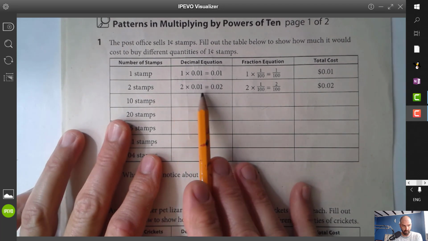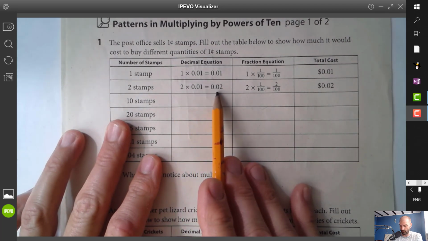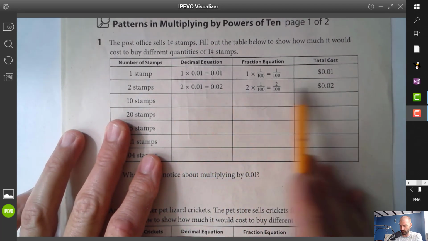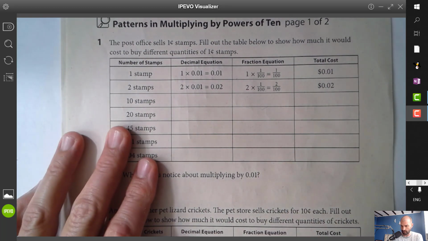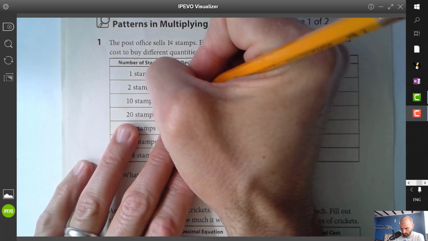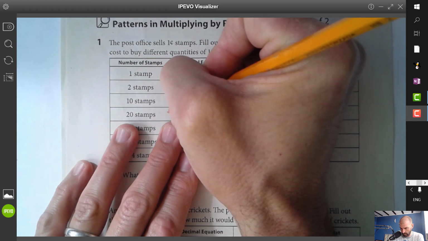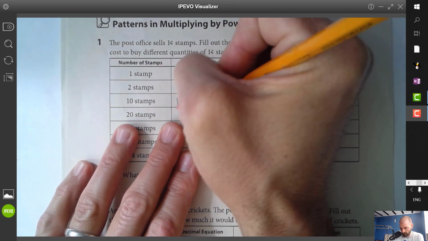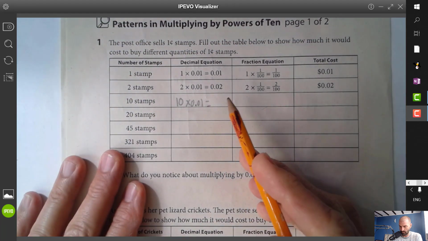We have 2 times 1/100th equals 2/100ths. 2 times 1 over 100 equals 2 over 100. And that equals 2 cents. So let's see what 10 does. So 10 times 1/100th.